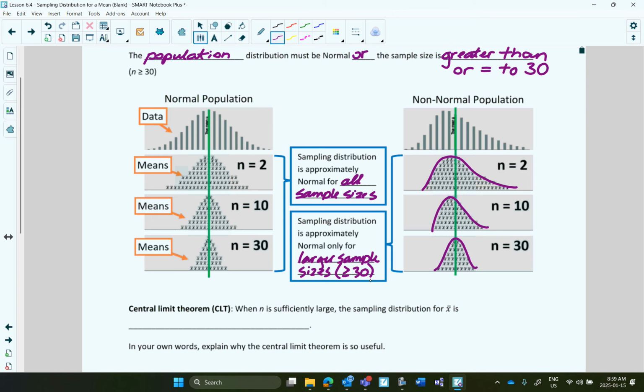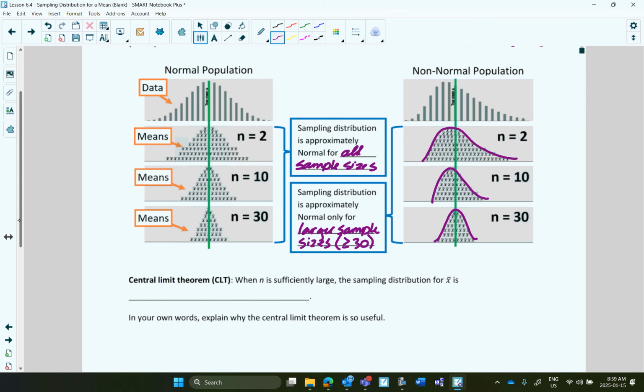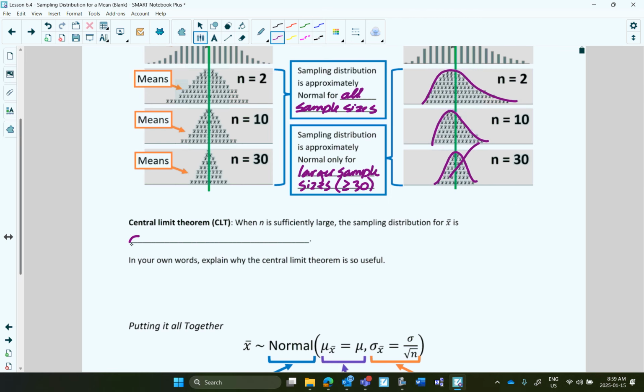So that thing, what happens if the original is not normal, but if we increase the sample size, it becomes normal, is actually a certain mathematical theorem called the central limit theorem. And it basically says when n is big enough, the sampling distribution of sample means will be approximately normal.